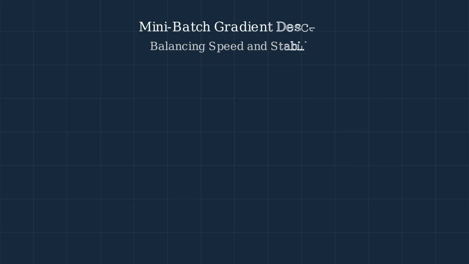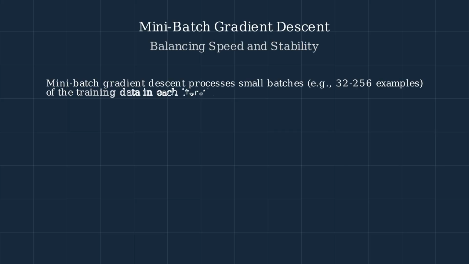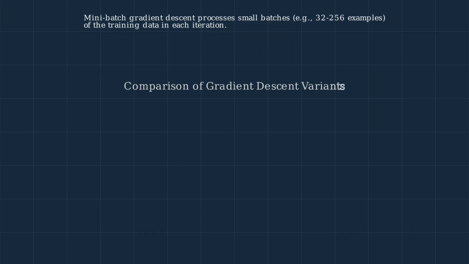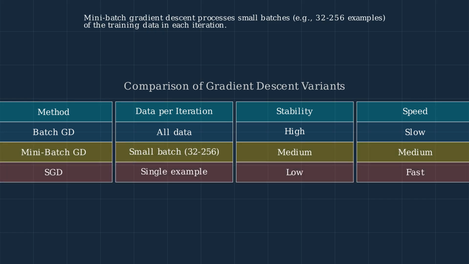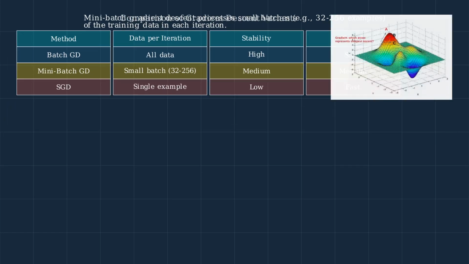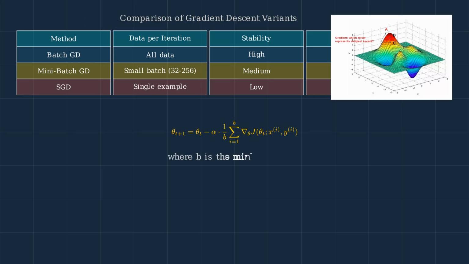Mini-batch gradient descent processes small batches of the training data in each iteration. Let's compare mini-batch gradient descent with batch gradient descent and stochastic gradient descent. As you can see, mini-batch gradient descent offers a balance between the stability of batch methods and the speed of stochastic gradient descent. The update rule for mini-batch gradient descent computes the average gradient over a small batch of examples.